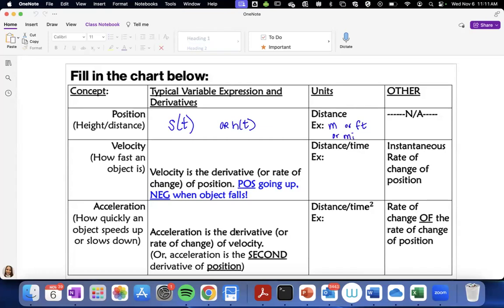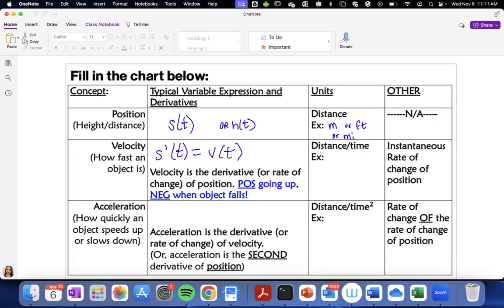Velocity. Velocity is the derivative of position. It's the rate of change of that. I want you to write this down: S prime of t is v of t. The derivative of position is velocity. And like I said, I'm going to have a song that helps you remember this.